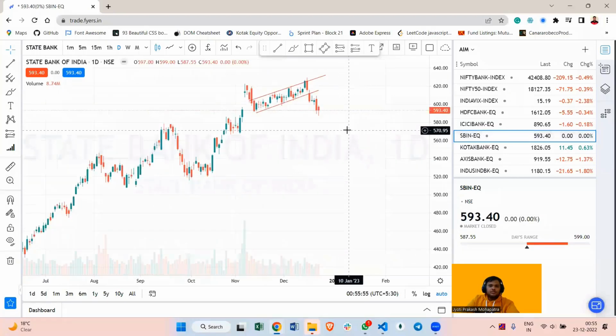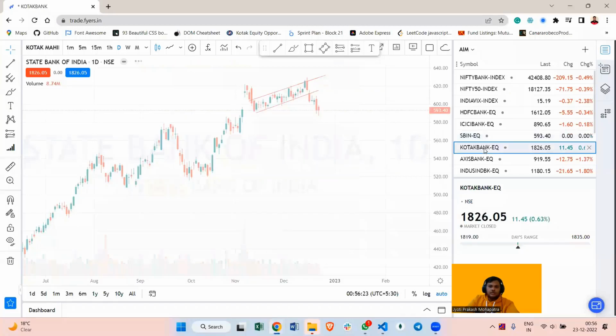In SBI Bank also, today it traded below 590 level, but it did not sustain there, and continuously it closes around 594 level. So if the market trades above 595 or 600 level, then you can take trade for buying, and you can set your target to 607 to 610. For any selling, if it trades below 590 level, then you can take trade for selling, and you can set your target to 585 to 580.